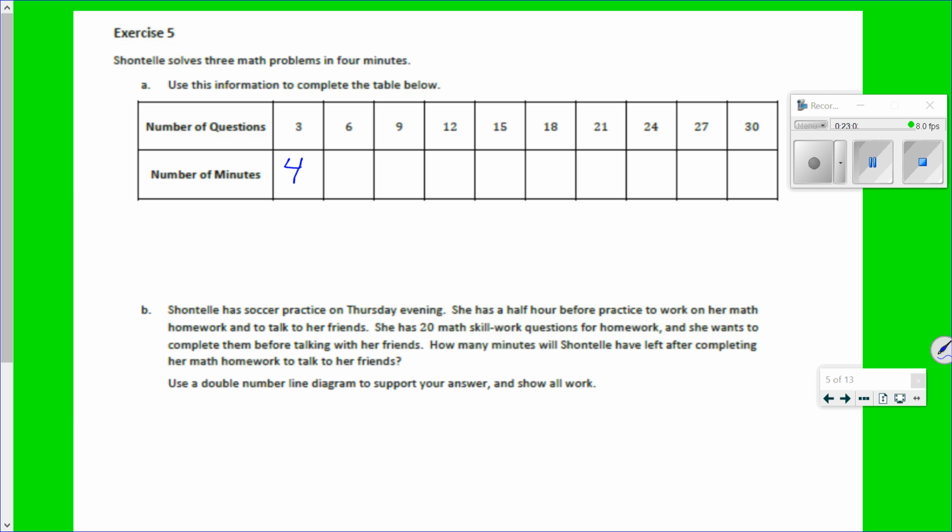Yes, Cameron. 8. Next. 12. Hold on, just 24, 28 you said? Then what, 32? Yep. And then 36 and then 40. Okay. So, we filled out our table. Now we have to make our double number line based on this information. Okay?